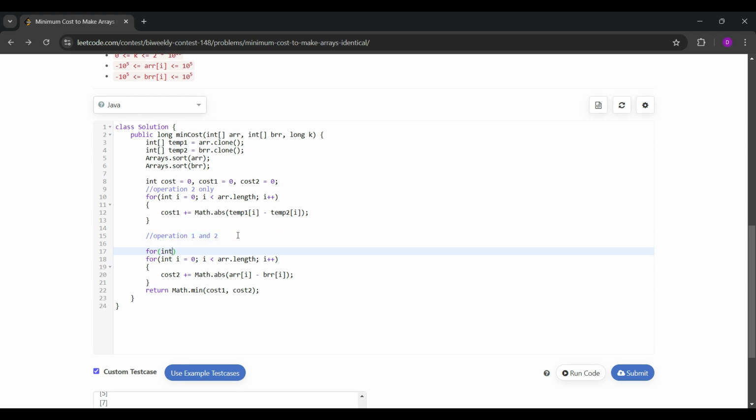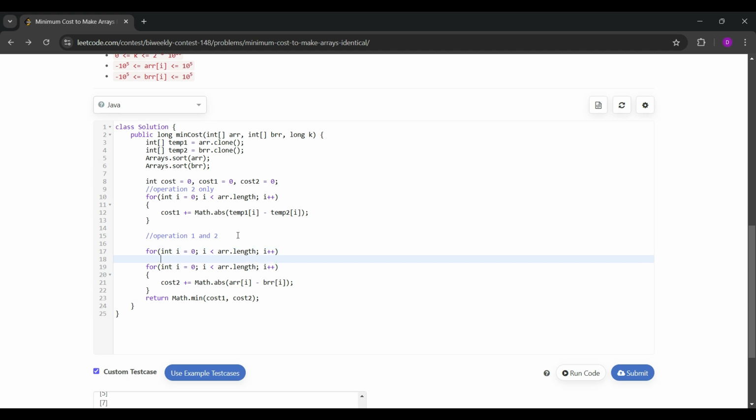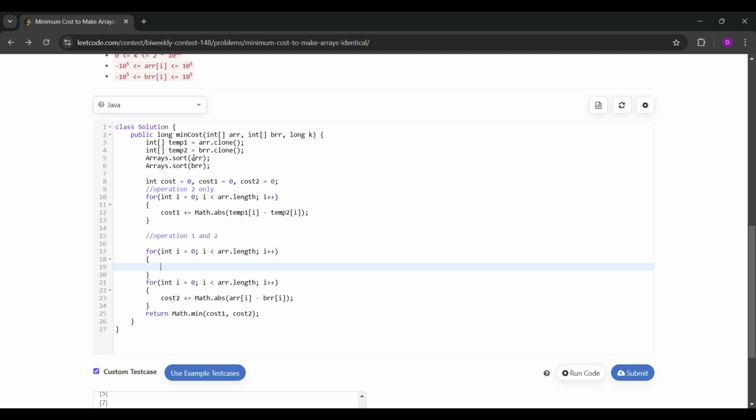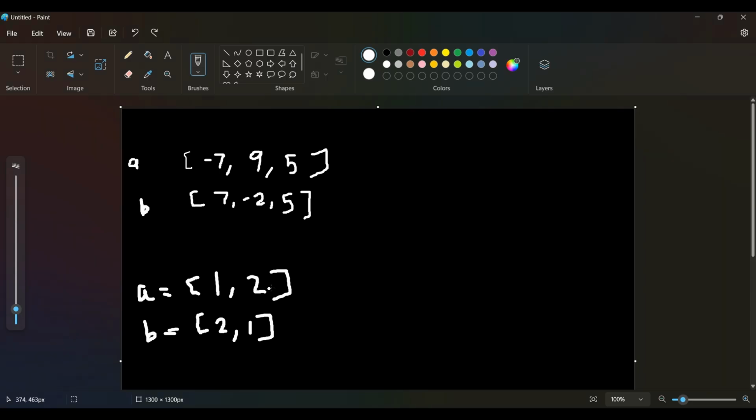So basically I'll just loop through the array once again, and i plus plus. Now we have two arrays, the original array and the sorted array. So I will check if array of I is not equal to temp1 of I. And it also might happen that, let's consider a case where a equals 1 2 and b equals 2 1. Even though here a is sorted, b is not sorted, right?